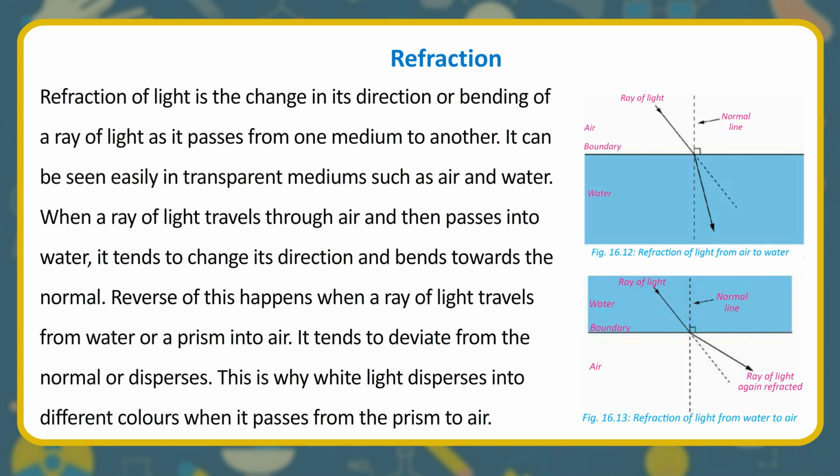air. It tends to deviate from the normal line. Air, boundary, water, normal. This is why white light disperses into different colors when it passes from the prism to air. Boundary, water, ray of light, normal line, ray of light again refracted, air.